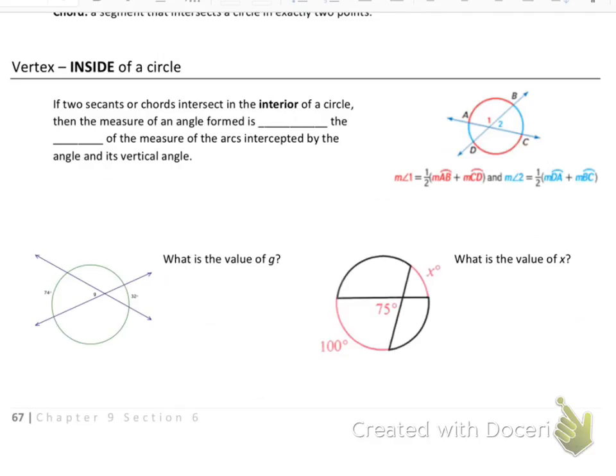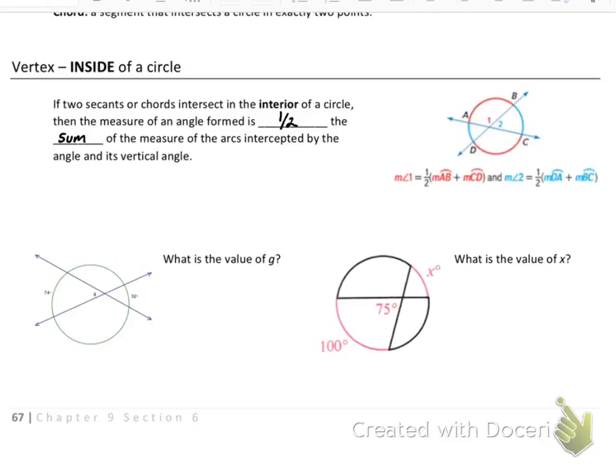So that's why our thing says, if two secant lines or chords intersect in the interior of the circle, so they cross inside, anywhere inside, but it has to be inside, then the measure of the angle formed is going to be half the sum of the measure of the arcs intercepted by the angle and its vertical angle.